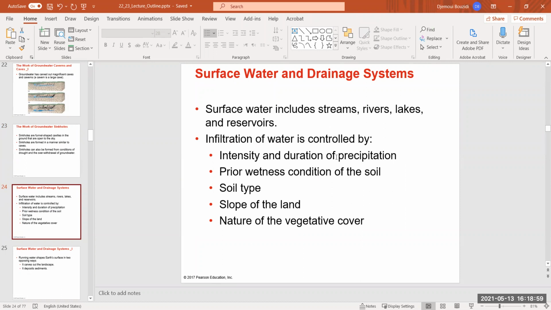Infiltration of water is controlled by the intensity and duration of the precipitation. The more rain you have, the more streams and rivers you're going to have, and the more the levels of lakes and reservoirs grow. With the flow of water, of course, the surface of the earth is going to be impacted. It carries sediments and rocks, depending on how turbulent the stream is. If it's laminar, it's going to carry small rocks. If it's turbulent, it can carry big rocks and boulders, and in doing so, it changes the shape of the surface of the earth.